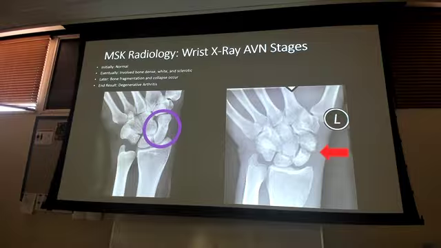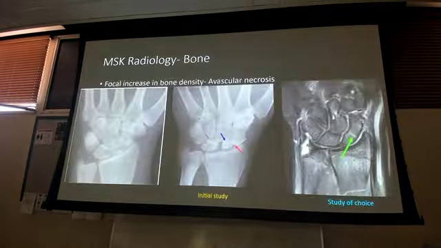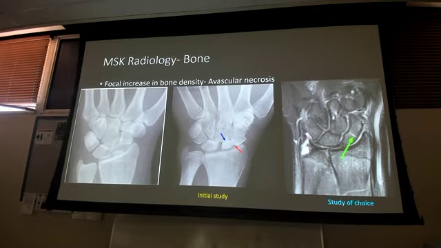Because they can fix it. But you may not see it on normal x-ray. But scaphoid and femoral head, right? What else we got? Here's another example. So this is kind of showing you the x-ray versus the MRI.